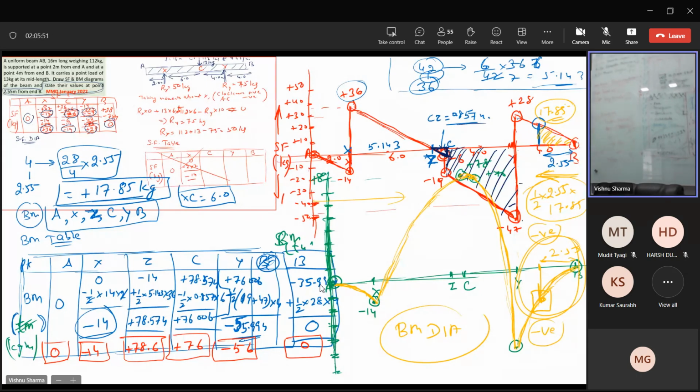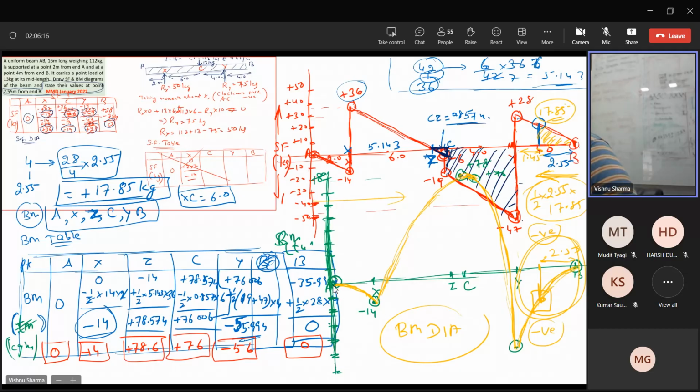Okay, some of you may still be getting confused. Don't worry. Now I'll give you another way of doing it. Guys, if this is 2.55, how much is this going to be? 4 minus this? 1.45, yes or no? Correct, beta? Yes or no?